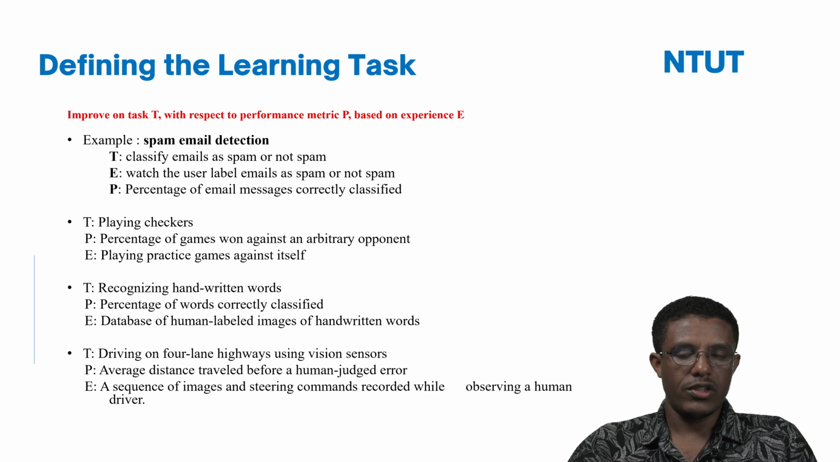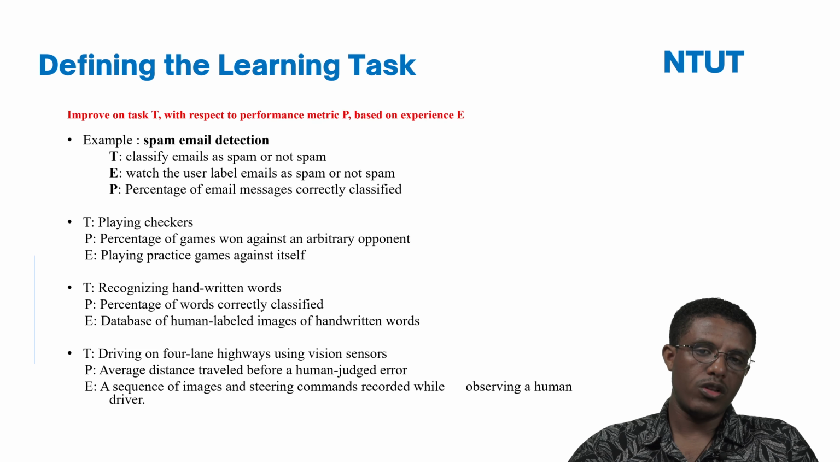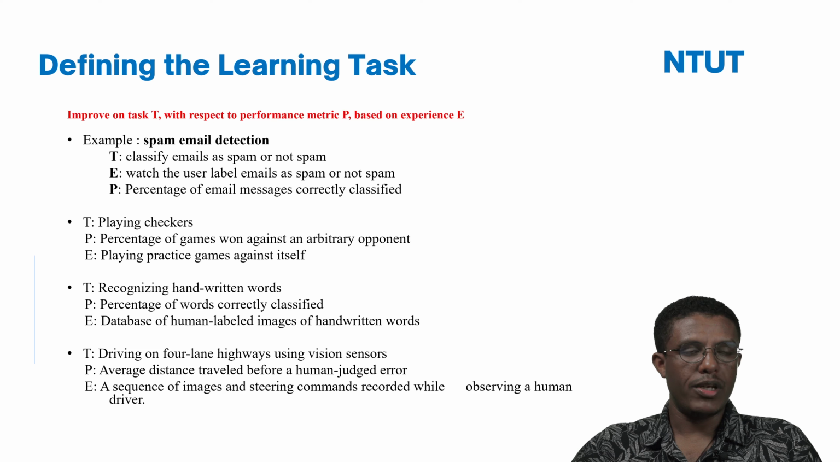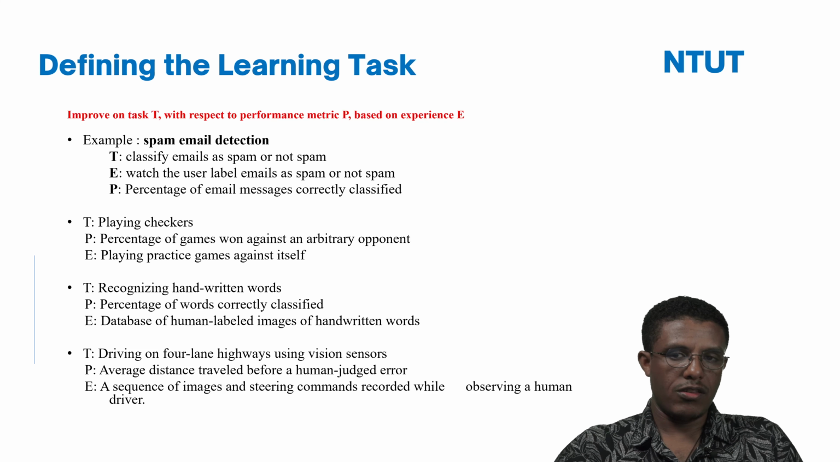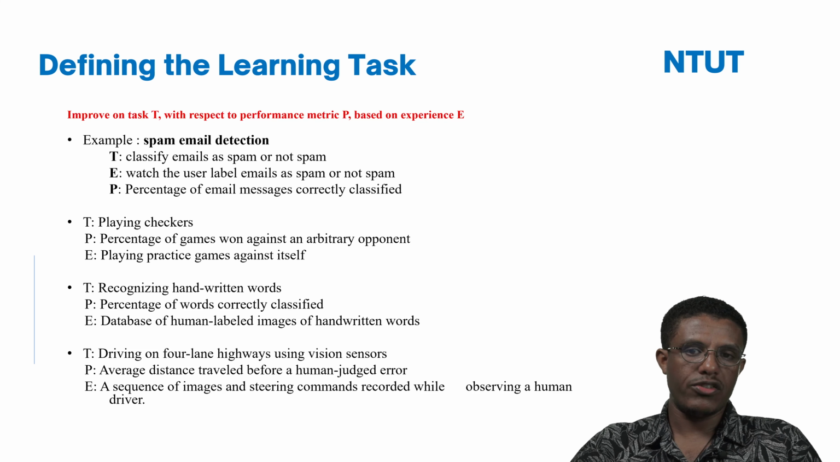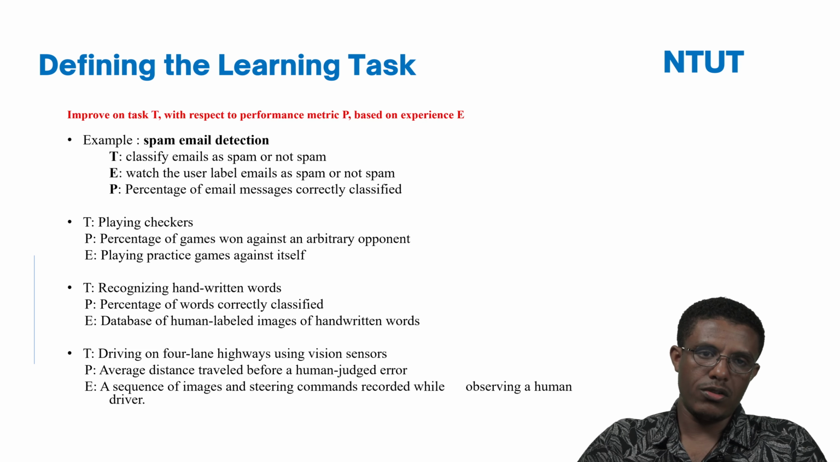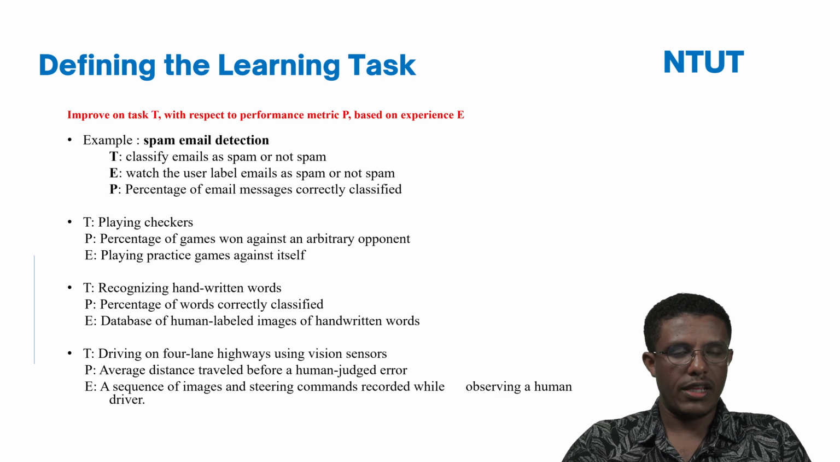So the percentage of performance is actually just based on the wins of the game against the opponent. That means, for example, if I win 50% or 60%, our performance may be good. And if the opponent wins more than us, that means the opponent has a better performance. The experience is playing practice games against itself, so it is learning from that experience. This is the way to define learning tasks.